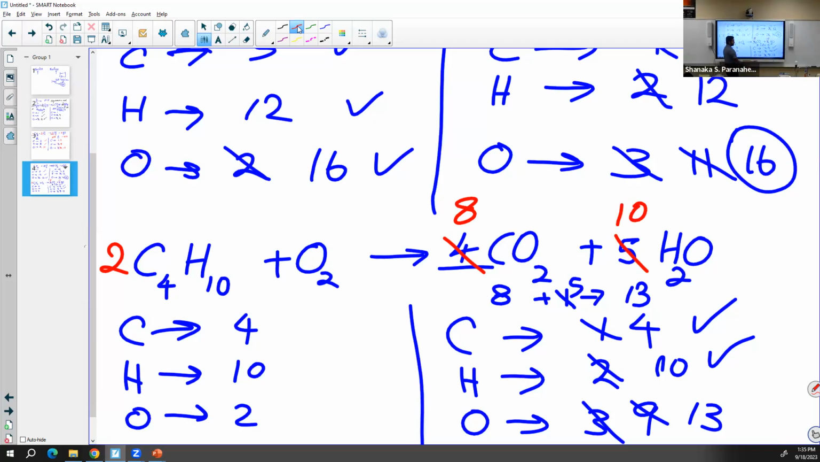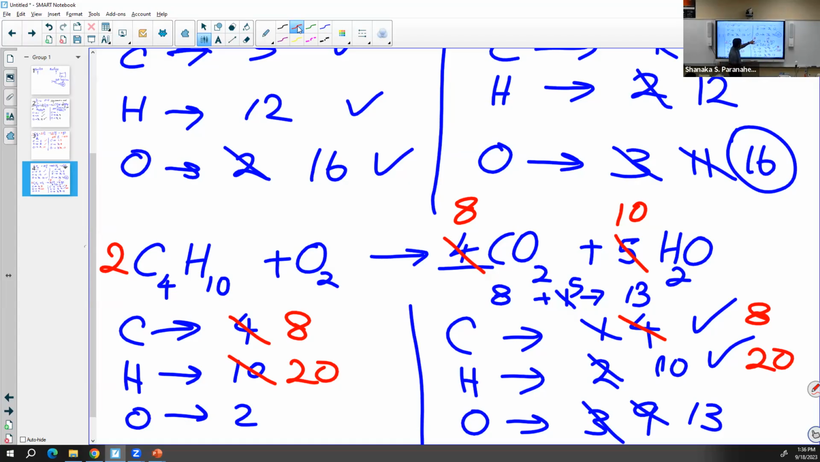So simply we multiplied by 2. When we do that, all these numbers are going to multiply by 2. So 2 times 4, 8. 2 times 10, 20. Okay. So it didn't balance oxygen. So now the new number of carbon, 8 times 1, 8 carbon. The new number of hydrogen, 2 times 10, 20. Okay, so now we can count the new number of oxygen. It's going to be 13 times 2, 26.